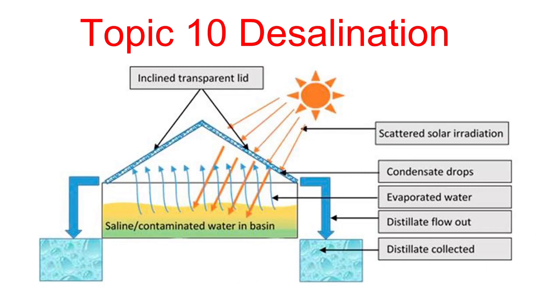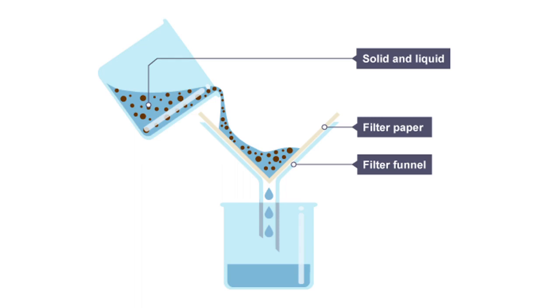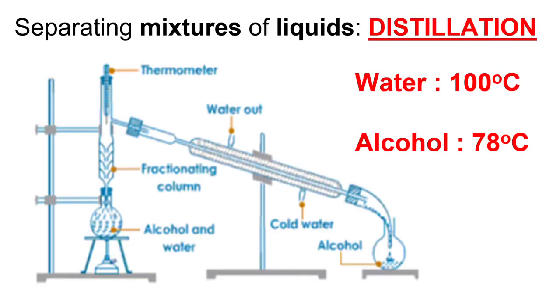You're going to see this in topic 10 in chemistry, to get rid of the salt water before they clean it for drinking. Next, separating an insoluble solid, that's something that doesn't dissolve. This is really easy. You just use filter paper in the funnel. The water is really small and passes through the gaps in the filter paper, whereas the large insoluble molecules will stay stuck in the filter paper.